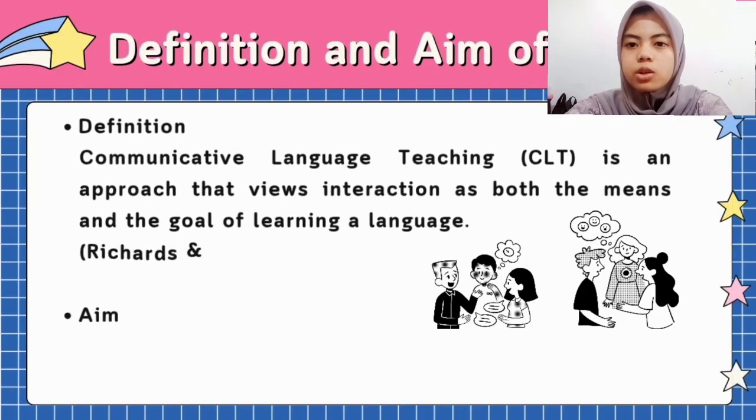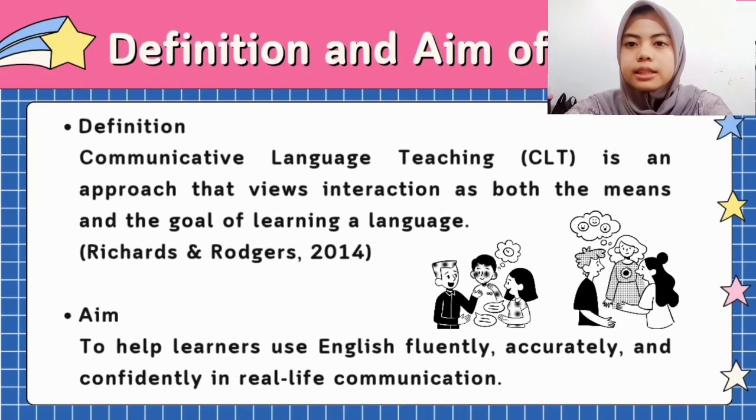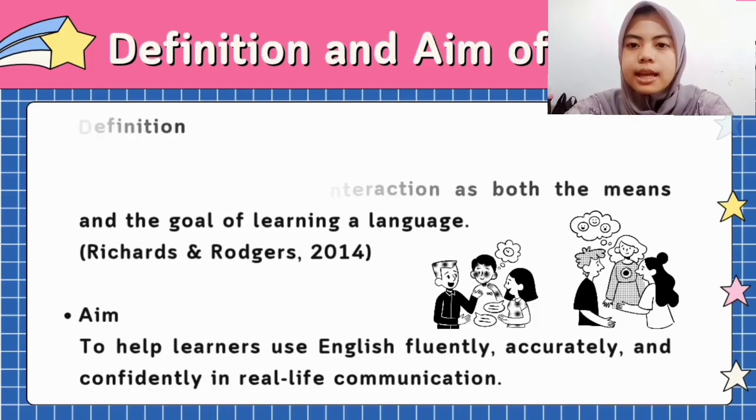According to Richards and Rogers, 2014, CLT is an approach that views interaction as both the means and the goal of language learning. This means that students learn the language by using it to communicate, not just by studying grammar or vocabulary. The main aim of it is to help learners use English fluently, accurately, and confidently in real-life communication. So, the focus is not only on knowing English, but on using it naturally in everyday context, especially through speaking and listening activities.